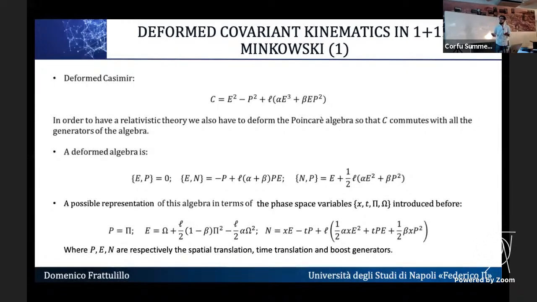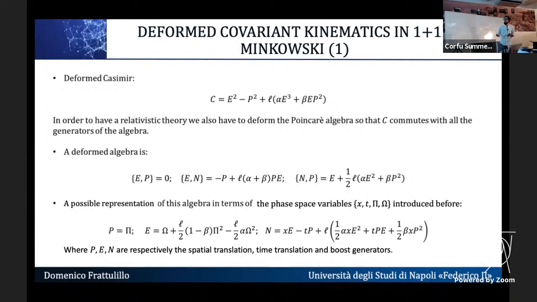So how can we obtain a relativistic theory? We have to deform the Poincare algebra in order to have a vanishing Poisson bracket between the new Casimir that we have defined and the new deformed algebra of symmetries. A way to do this is, for example, considering the following deformed algebra that is obtained by deforming the standard Poincare algebra, introducing deformations that are linear in the Planck scale. And in fact, if we use this commutation relation to calculate the commutator between the time translation generator, the spatial translation generator, and the boost generator with the Casimir, they will vanish.